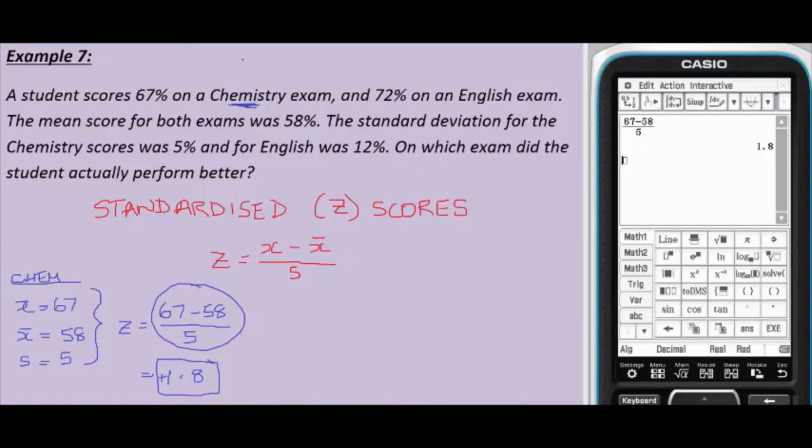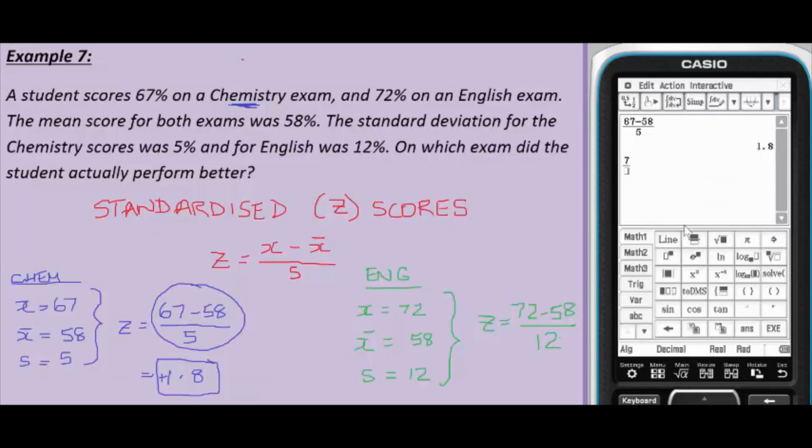Now, let's have a look for English. So what I'll do is I'll write down English here, and we'll do the same thing. And I love it when you list the values that you have here, because if you list your values, then the examiner can see exactly what you're thinking, and the examiners love that stuff. So they scored 72, the mean was 58, and the standard deviation for English was 12. Now when I put that into my formula, my Z score equals 72 minus 58 over 12, and I'm going to do the same thing with the calculator.